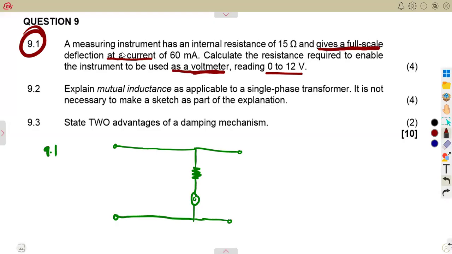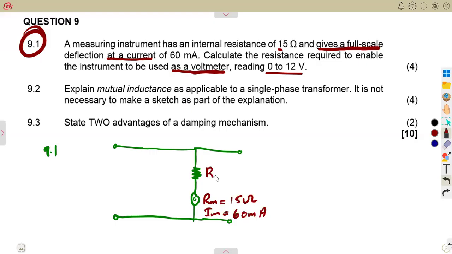The measuring instrument has got an internal resistance. The resistance across the meter is 15 ohms, and it gives a full scale deflection at a current, meaning the current that is supplied, which in series is the same. We are also given the current across the meter at full scale deflection of 60 milliamps. Calculate the resistance required to enable it to measure as a voltmeter.